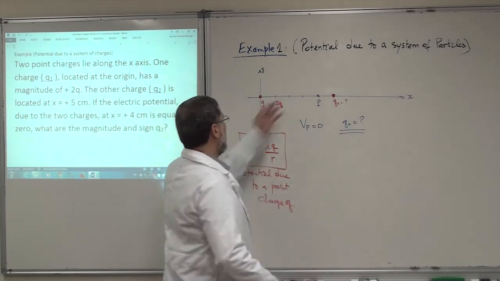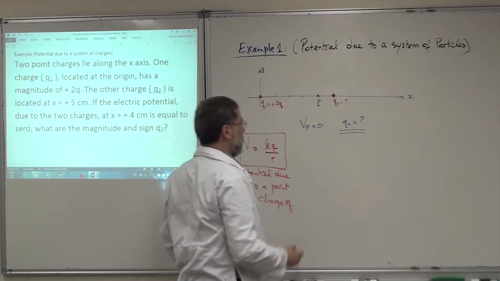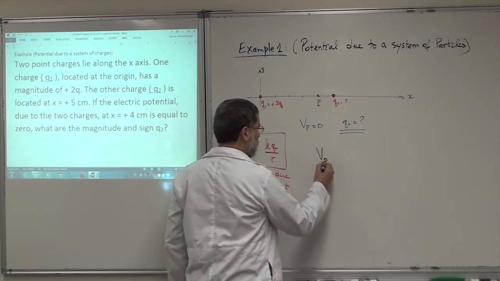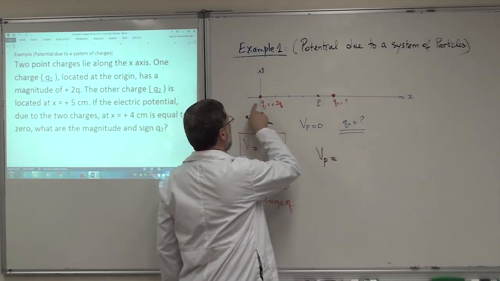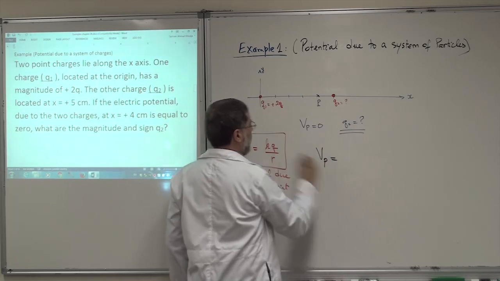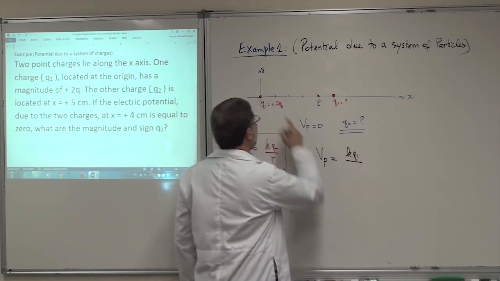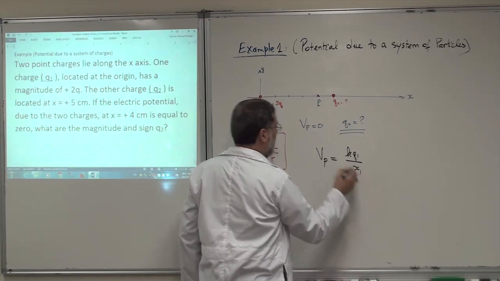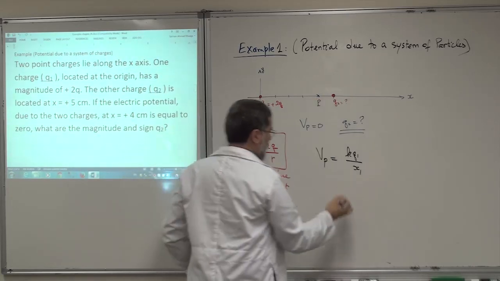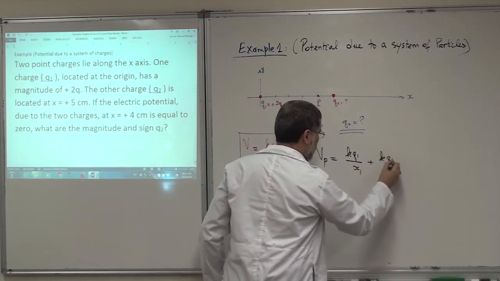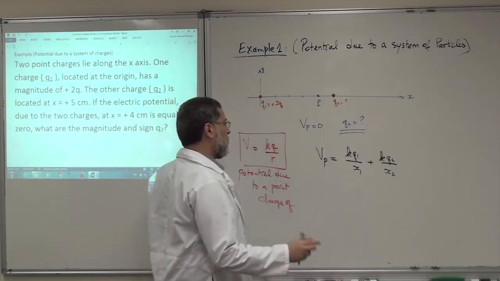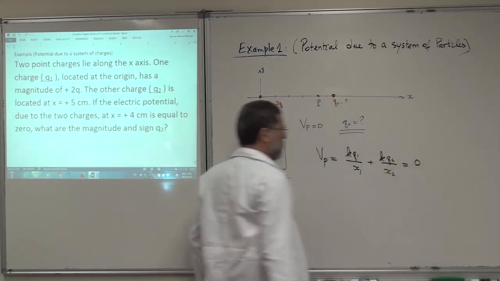Now, let's apply this here. We have a system of particles, two particles at this point. The potential at point P due to the two charges will be the potential of this charge plus the potential of this charge. What is the potential of the charge Q1? It's kQ1 over the distance. Let's call this x1. We know the value of x1, it will be 4 centimeters. Plus kQ2 over x2. And the distance x2, according to the figure here, is 1 centimeter. And this has to be equal to 0.